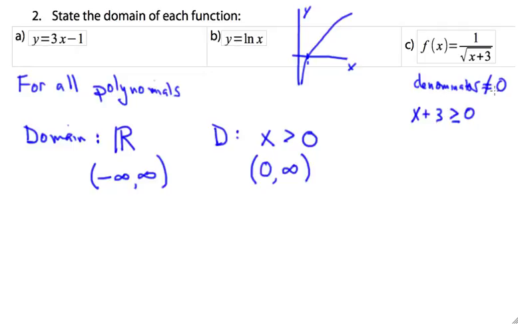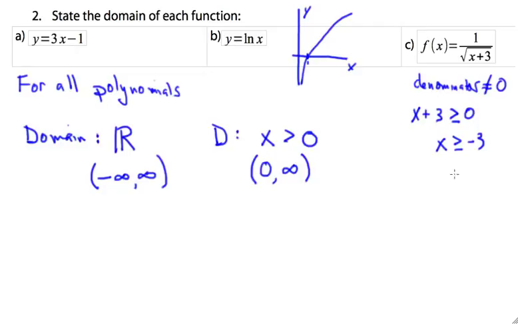So the denominator not being 0, we'll handle in just a second, but let's look at x plus 3 is greater than or equal to 0. If x plus 3 is greater than or equal to 0, then x is greater than or equal to negative 3.